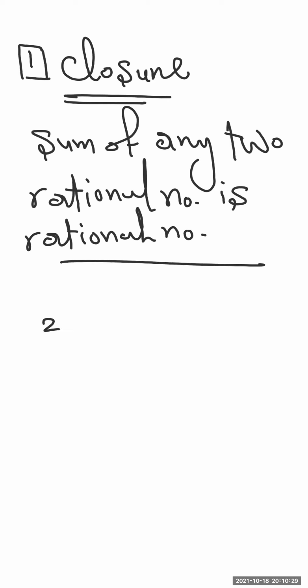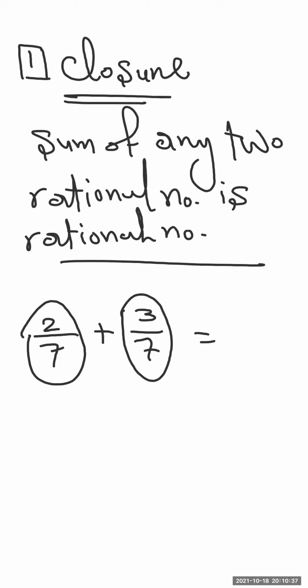This means 2 over 7 plus 3 over 7. This one is a rational number and this one is a rational number. So the result will be a rational number also.